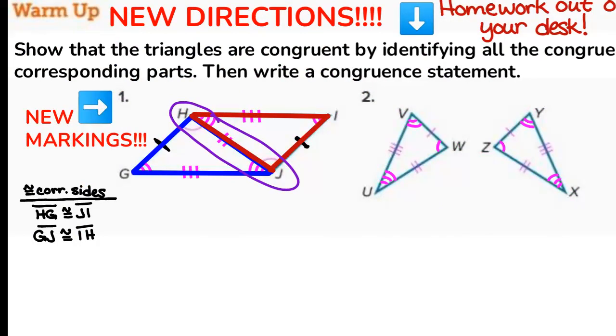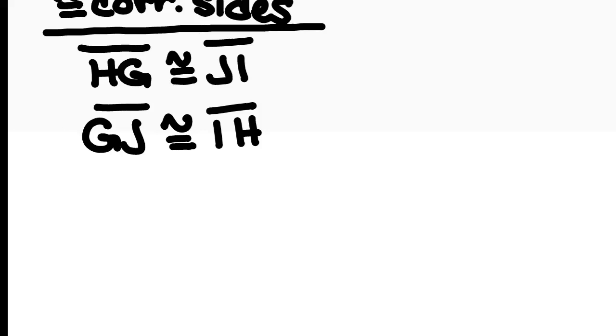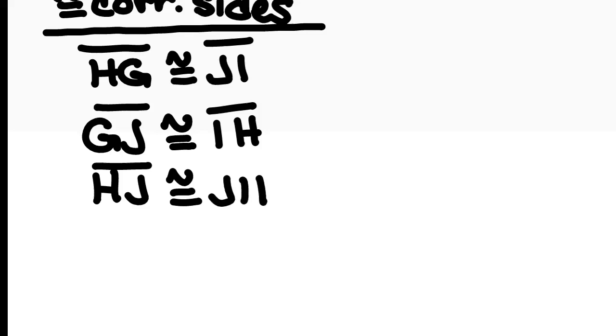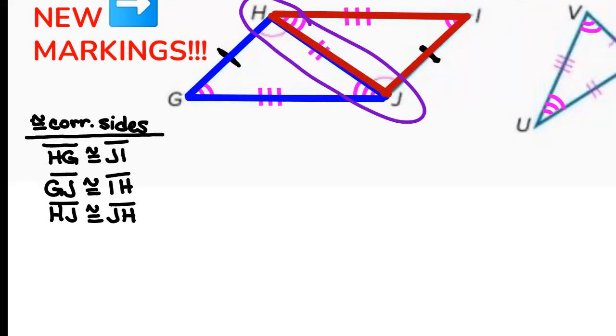It's part of both triangles, so I have to include that in my triangle congruences as I'm talking about corresponding parts. This side is congruent to itself. It is the same size as itself. So I have HJ is congruent to HJ. Or you can flip the letters around if you want to. You can do HJ is congruent to JH. Whatever makes the most sense to you.